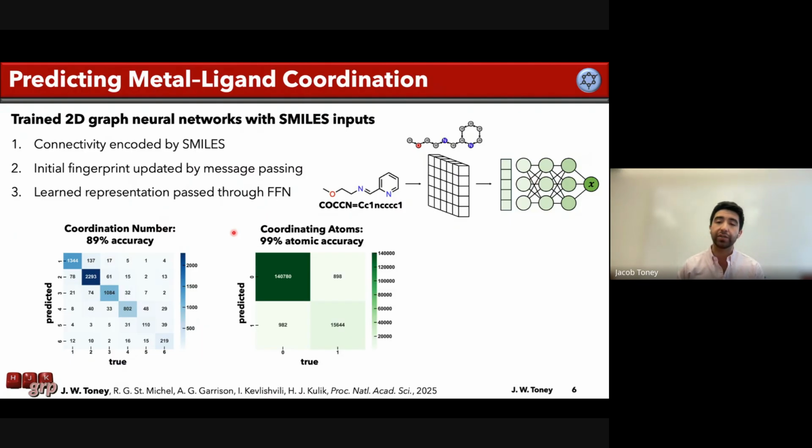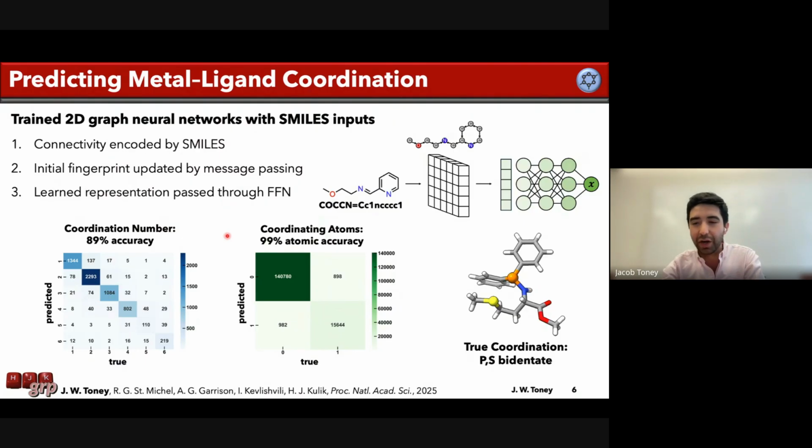But more interesting is actually the coordinating atoms. If you want to use this to build a 3D structure of a complex, you care not just about how many bonds the ligand forms with the metal, but exactly which atoms are forming bonds. The accuracy here looks a lot better. 99% of atoms are correctly classified as 1 or 0, does it bond or does it not bond? But the more skeptical of you in the audience should probably raise some valid questions, which is that this 99% accuracy is actually trivially high because the overwhelming majority of atoms are not coordinating atoms. You could predict 0 for everything and you do pretty well.